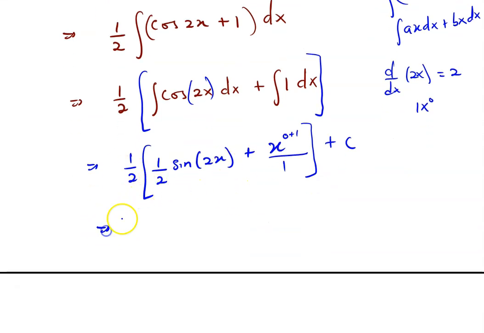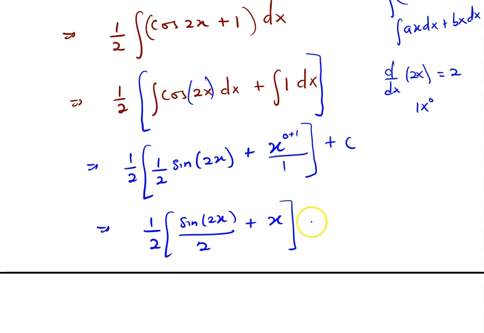So now it's very easy to simplify. What do we get now? We are going to get half into sine 2x divided by 2 plus x, plus c. And this gives the final result. So when you are using the trigonometry, it becomes easy to simplify. Are you okay?